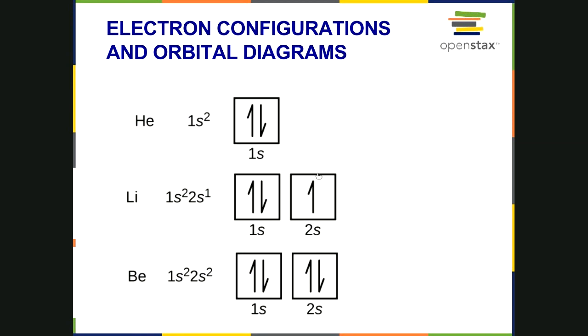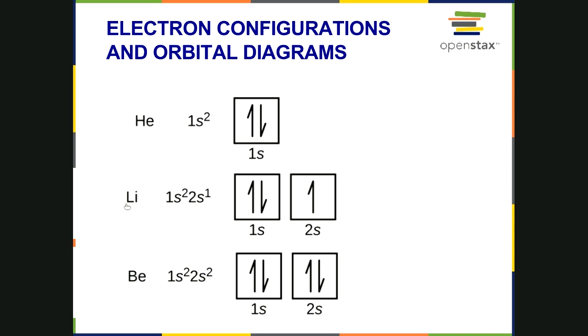So we were right when we guessed 1s2 for helium, okay? Two electrons in that 1s shell, so its electron configuration would be 1s2. And the orbital diagram would just be a single box labeled 1s and showing two electrons in it.